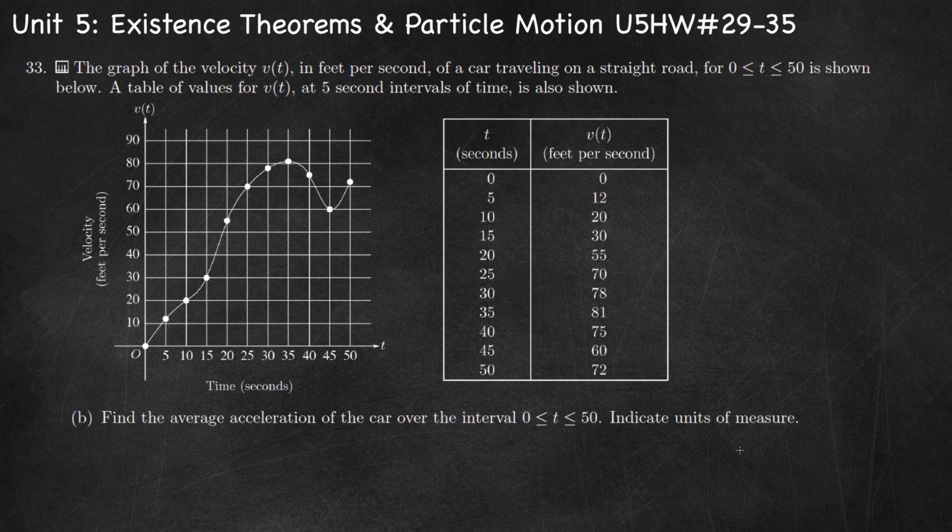Part B, find the average acceleration of the car over the interval 0 to 50. Average acceleration, we want v of 50 minus v of 0 over 50 minus 0. From the table, I can see that v of 50 is 72 and v of 0 is 0. So we have 72 over 50. The velocity is feet per second, so the acceleration would be feet per second squared.